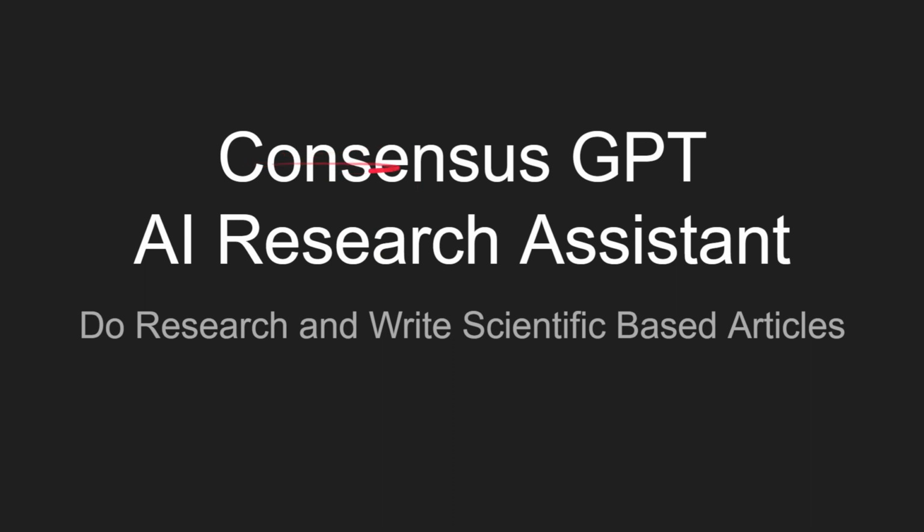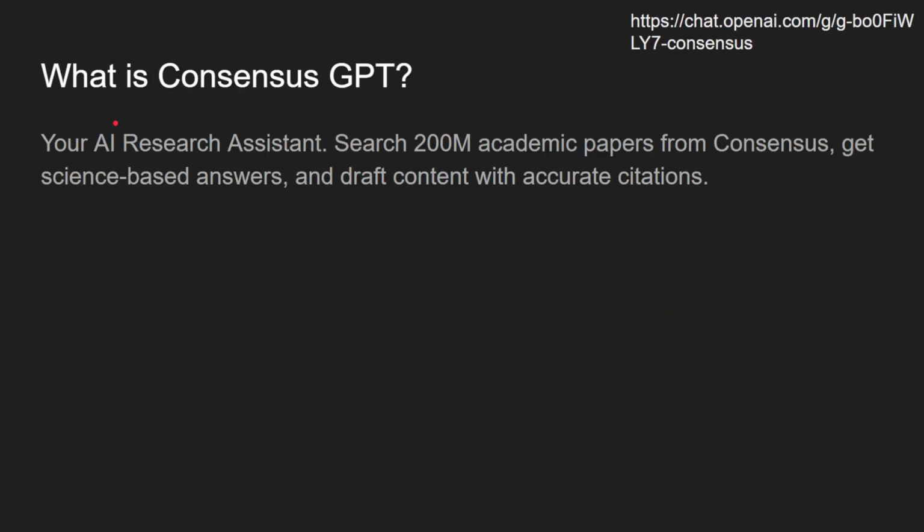Okay, so welcome to this review of Consensus GPT, an artificial intelligence research assistant, so you can do research and write scientific-based articles. But first, what is Consensus GPT? Your AI research assistant with more than 200 million academic papers from Consensus available on ChatGPT Marketplace. Get science-based answers and draft content with accurate citations.